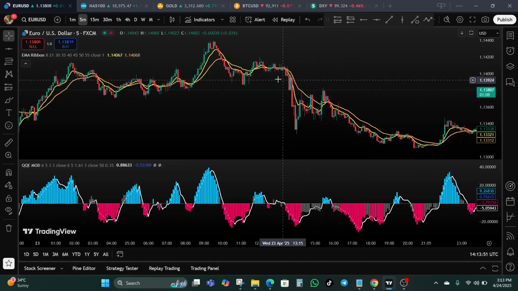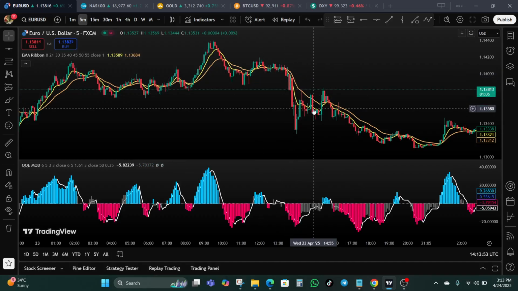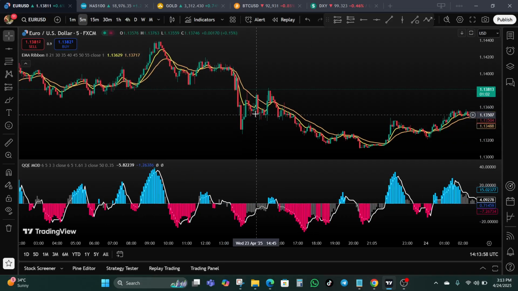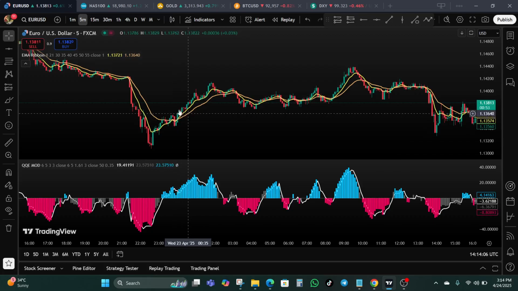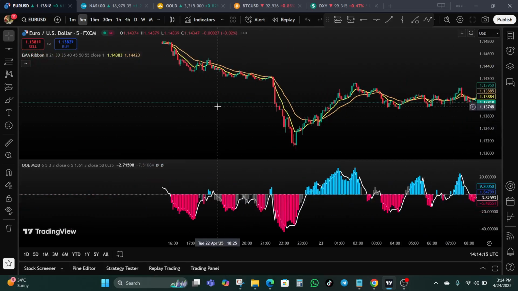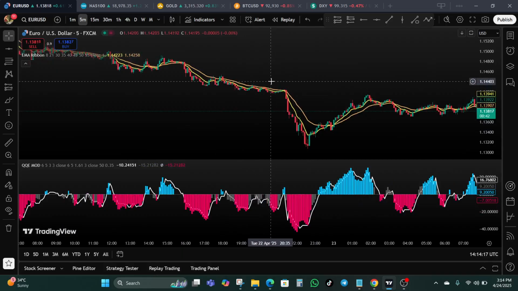When they compress and then expand, it's often a sign that volatility is about to kick in. You can use them for dynamic support and resistance and to confirm trend direction. If price breaks above a squeezed EMA ribbon with volume, that's your cue, right? Your cue to enter a buy trade. And if price breaks below it, of course, your cue to enter a sell trade.